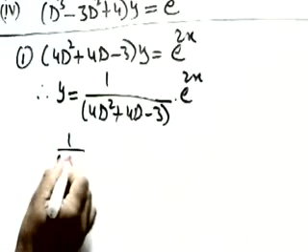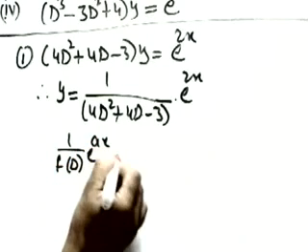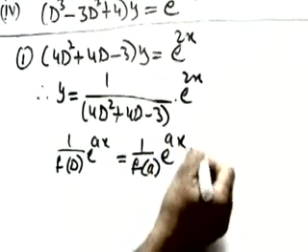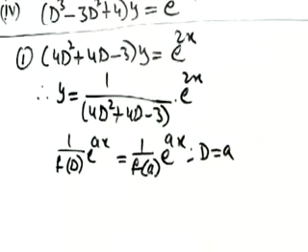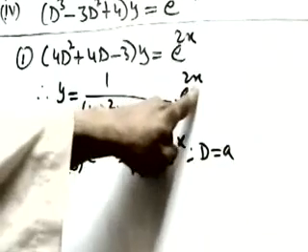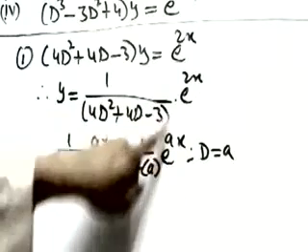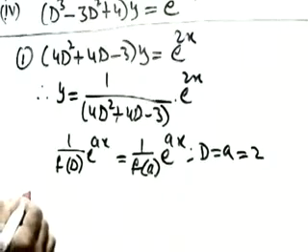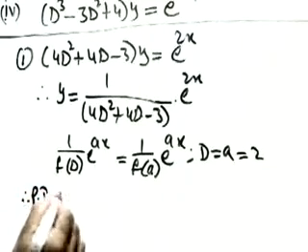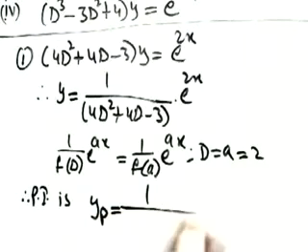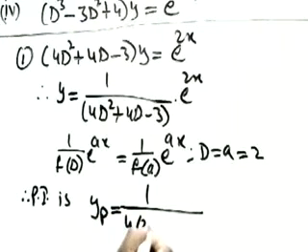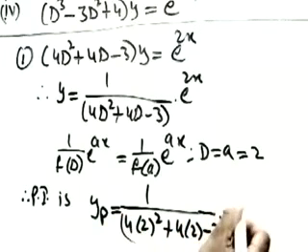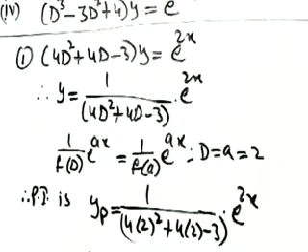Now we know the formula. What is the formula? 1/f(D) e^(ax) = 1/f(a) e^(ax). What does it mean? We have to write a in place of D. Now compare with e^(ax). Here a is 2, so in place of D we have to write 2. Therefore, the particular integral is yp = 1/(4·2² + 4·2 − 3) e^(2x).